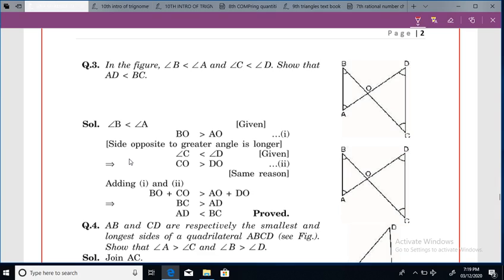In the figure, angle B is less than angle A, angle C is less than angle D. Then show that AD is less than BC.